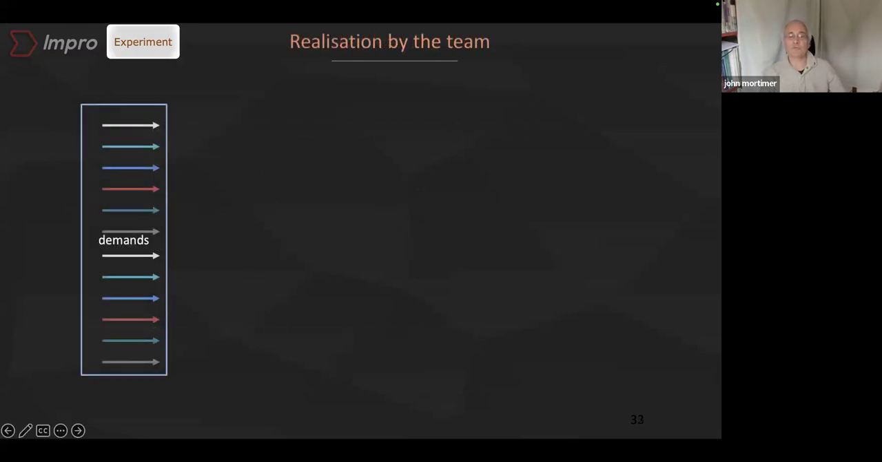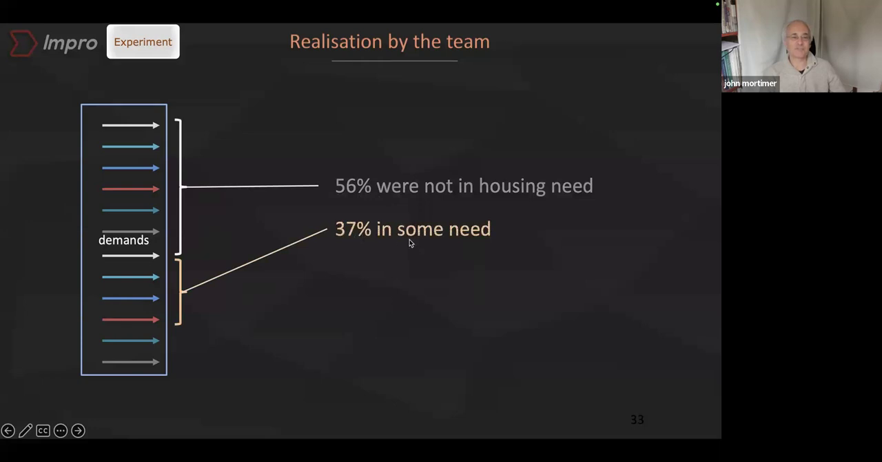And what we found, we took 35 demands in the experiment, and this is what we found, to the shock of the team. 56% were not actually in housing need of the people that we took. 37% were in some need, and it was only 21 that were actually in real high need. And before, don't forget, we'd been dealing with all of these as though they were the same.